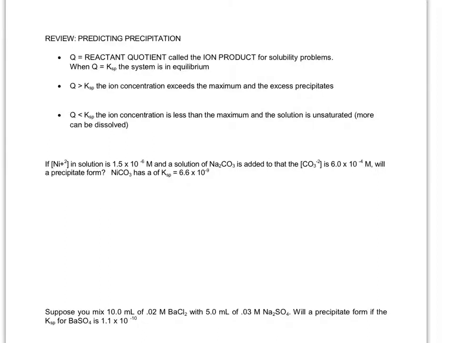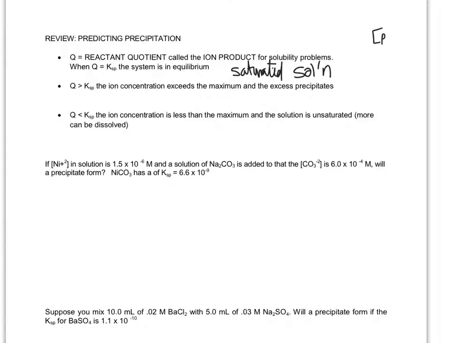If you calculate Q, and it turns out to be equal to K, and in this case we're talking about Ksp, as in the K for dissolving an ionic substance, then that means your system is at equilibrium, which means that you have a saturated solution.